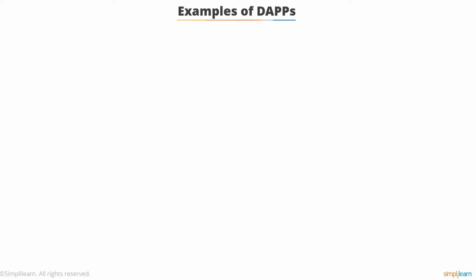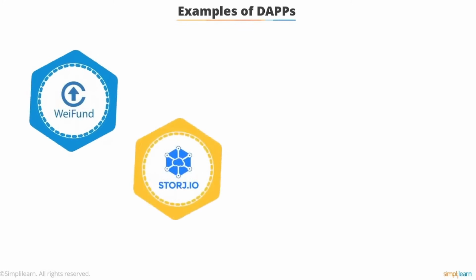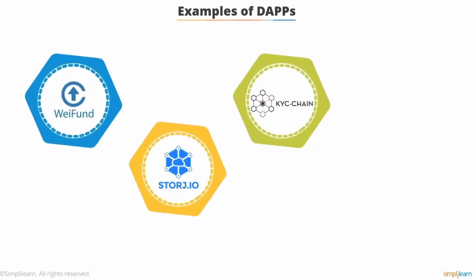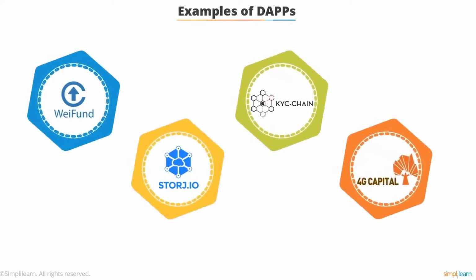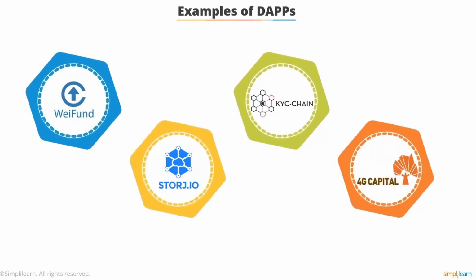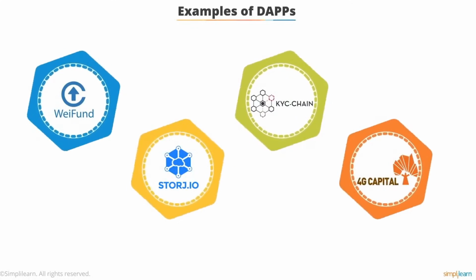Some of the known examples of dApps include WeFund, Storage, KYC Chain, and 4G Capital. These companies have developed different applications using blockchain.